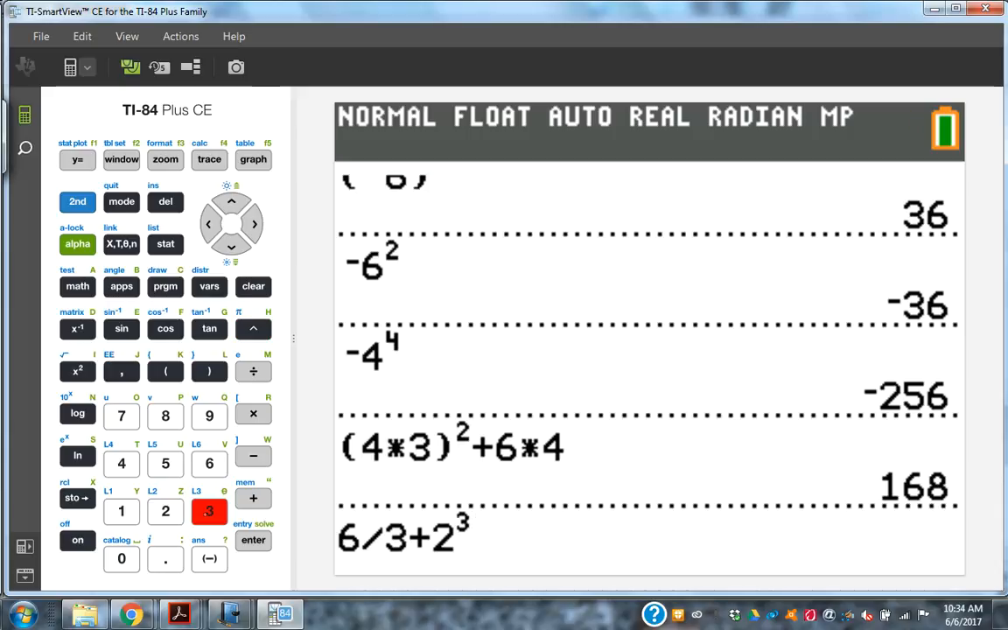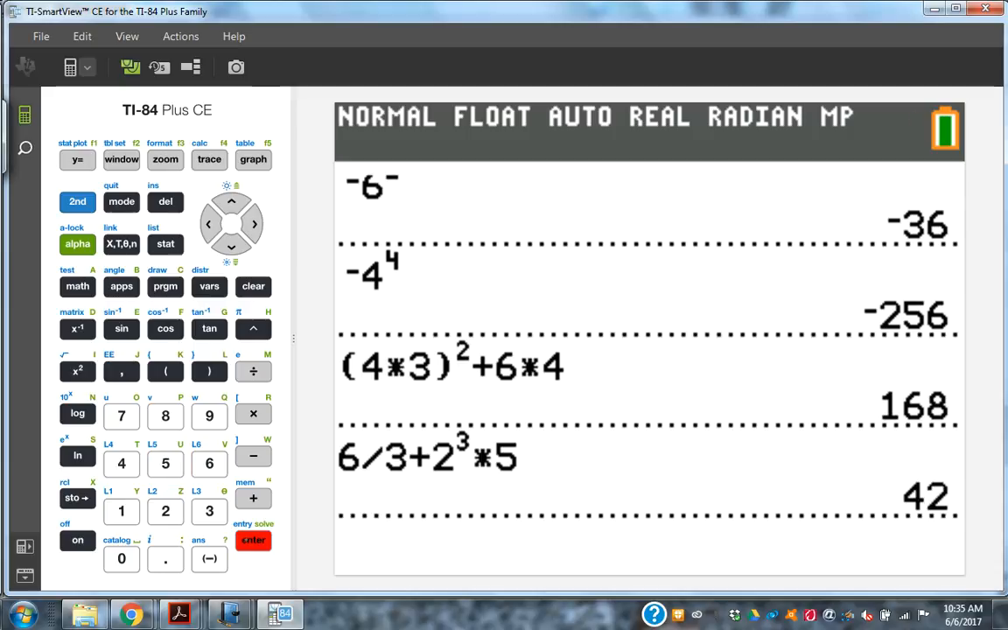And notice that my cursor is still blinking in the exponent area. I've got to press the right arrow key to get out of that, to get the times. If I'd hit times while I was up there, it would have been multiplying the exponent of 3 instead of that times 5. Okay, so be careful of that. Make sure you're not still in the exponent area when you're writing your next thing. And there's 42. Get the right answer out of it. It follows order of operations awesomely. It's really good.